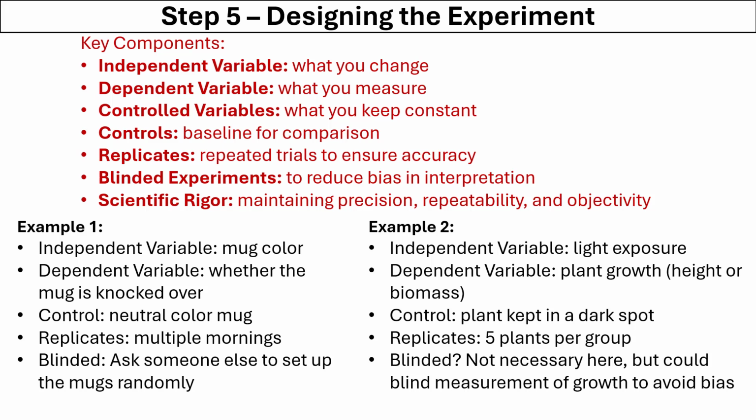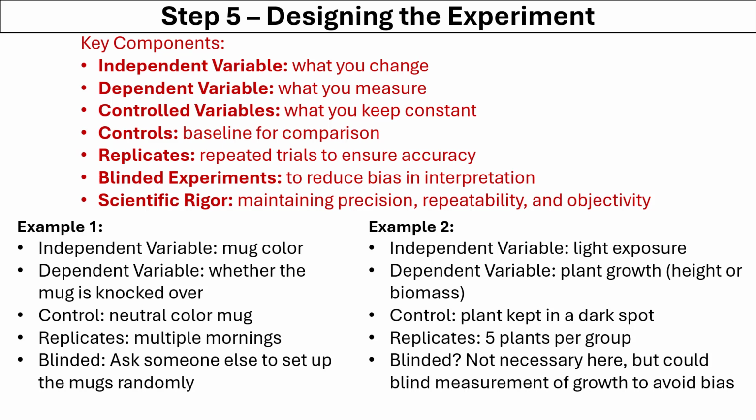So in the case of the cat experiment, your independent variable is the mugs. And what's changing is whether the cat is knocking something out or not. Your control would be a different color mug or a neutral color mug. And replicates is how many times you make those observations, or how many different kinds of mugs you had. And blinding would be asking someone else to set up the mugs for you, and they would do it as per their own choice, how random they want it to be.